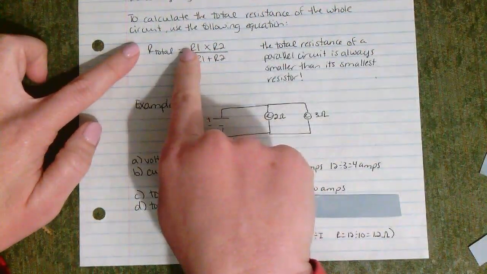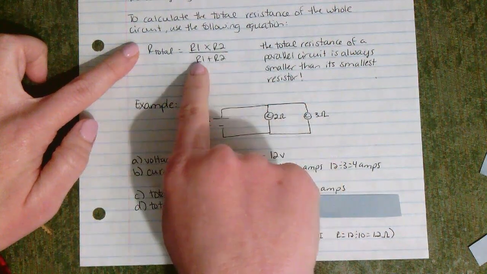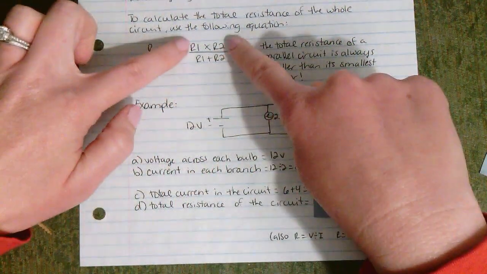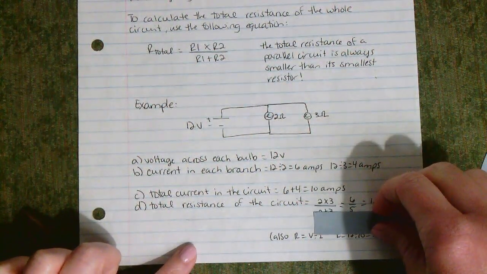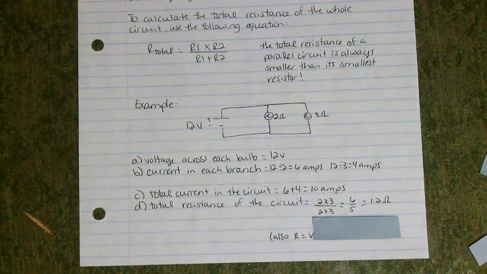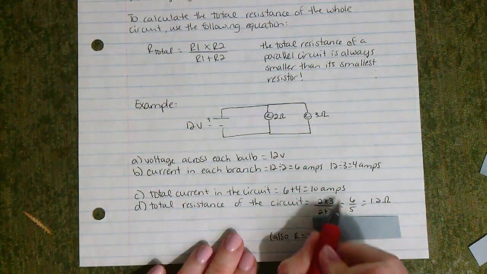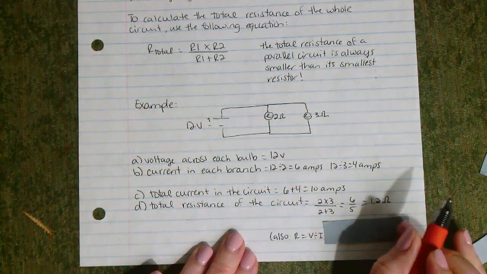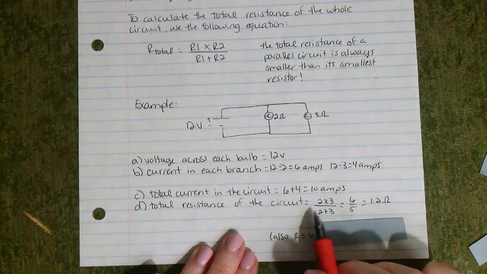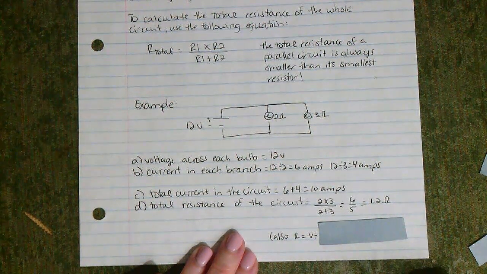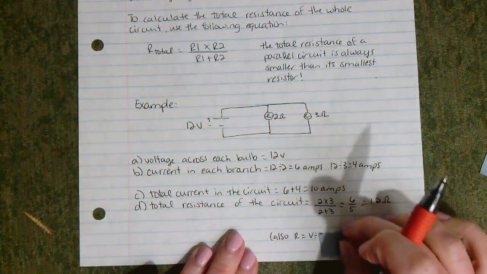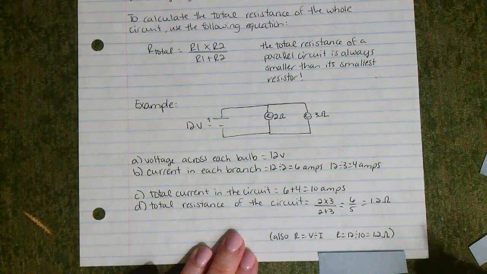So I'm going to do R1 times R2 divided by R1 plus R2. So 2 times 3 divided by 2 plus 3, okay? So 2 times 3 is 6, divided by 2 plus 3, which is 5. You've got to do your order of operations. Do your 2 times 3 and your 2 plus 3 first, and then do your division second. So first you get your 6 on top and your 5 on bottom, and then 6 divided by 5 is 1.2, okay?